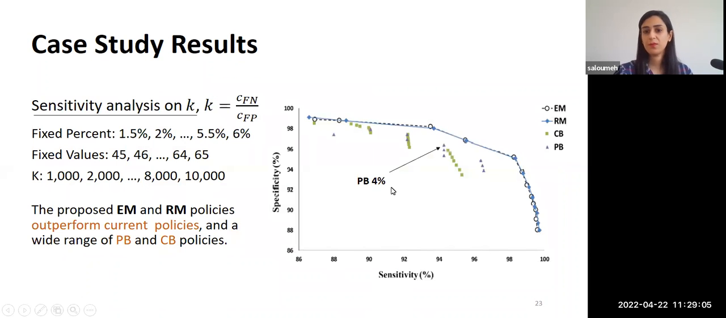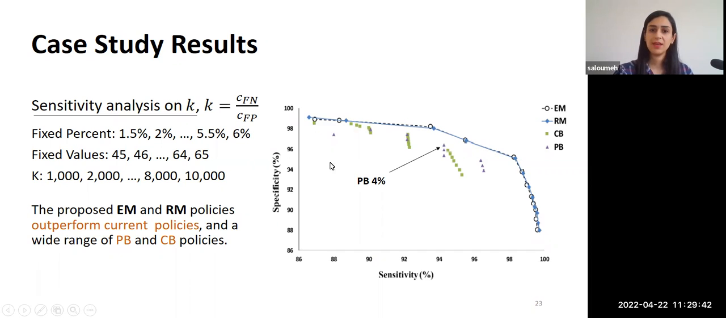And here we perform sensitivity analysis on the value of K. Again, K is the ratio of cost of false negative and cost of false positive. We changed the value of K from 1,000 to 10,000. These two lines are our EM and RM policies, and all other points are fixed percentage policies or fixed values. We tried a wide range of percentages and values, from 1.5% to 6%, and values from 45 to 65.